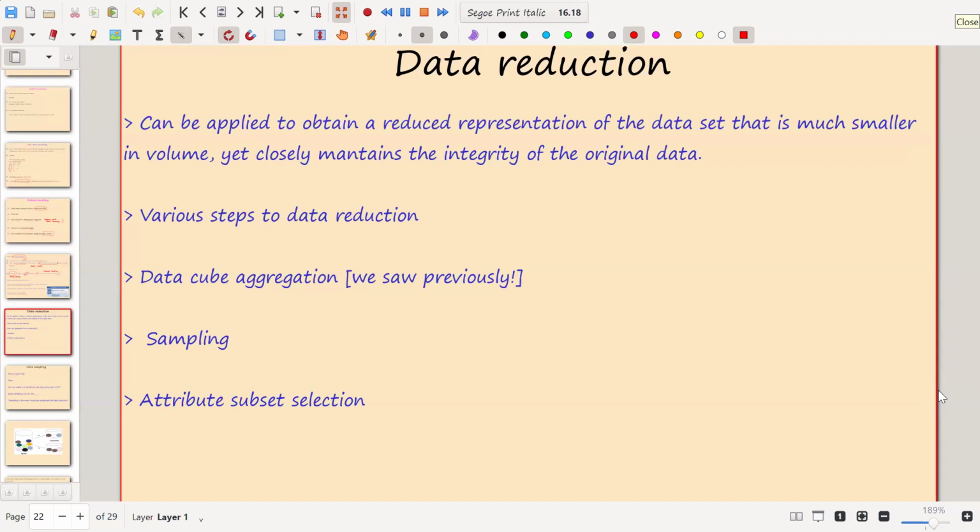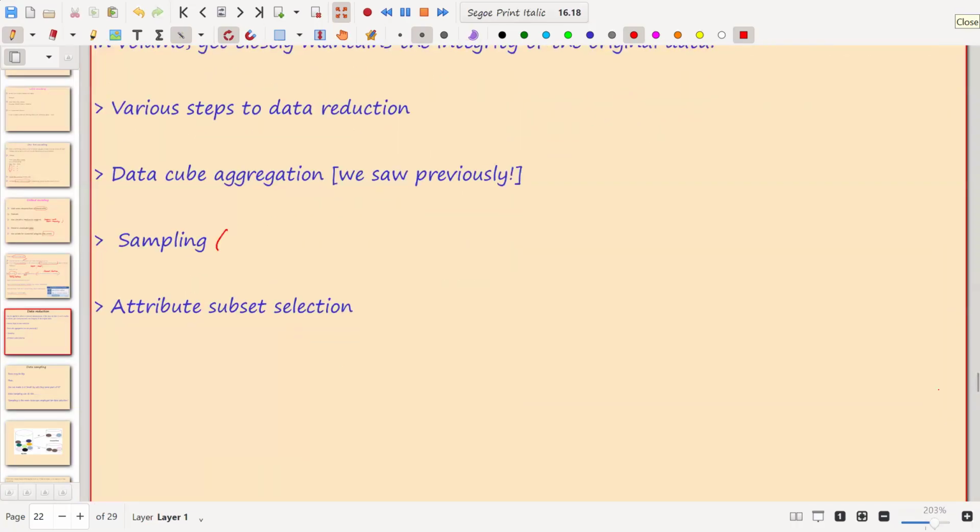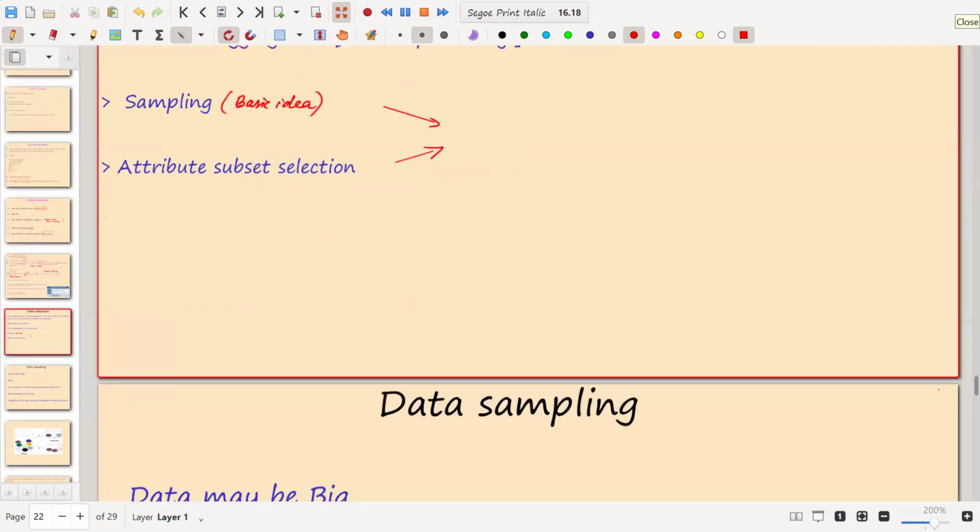We also have not yet understood sampling, which is left for the future. I will just give you a basic idea today, and there are many different important sampling methods. There is also something known as attribute subset selection. These two methods we will learn after your holidays, but I will cover sampling today. Just a basic idea. What is sampling?